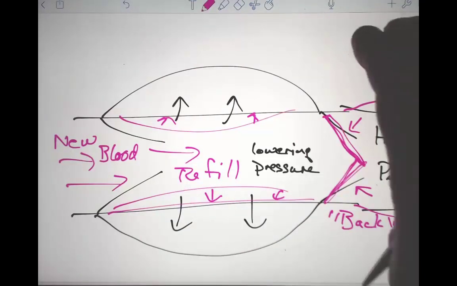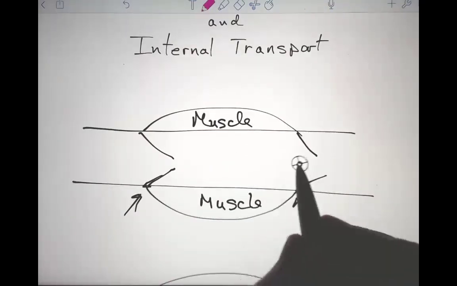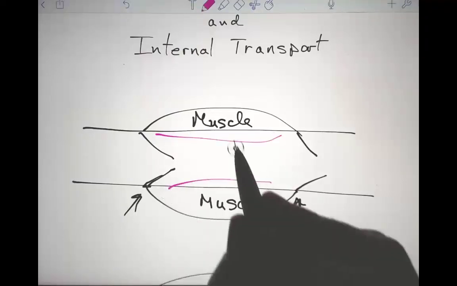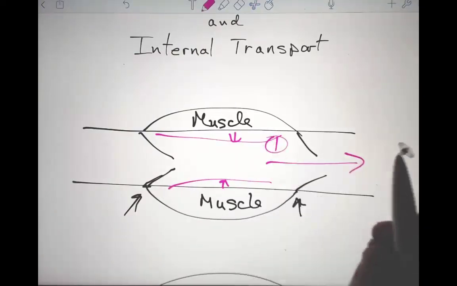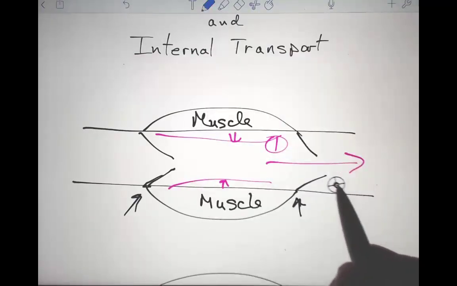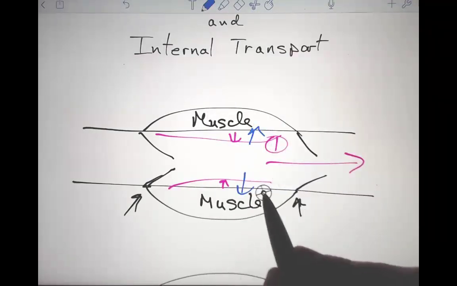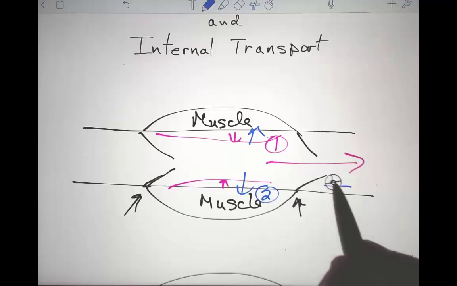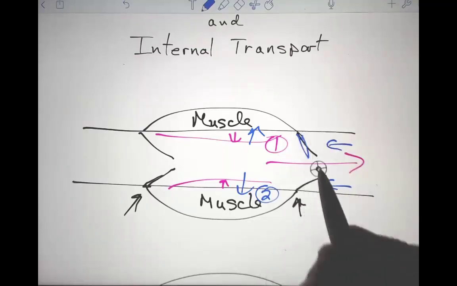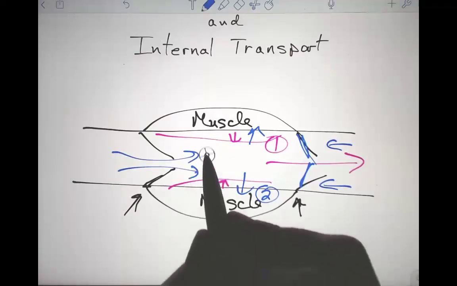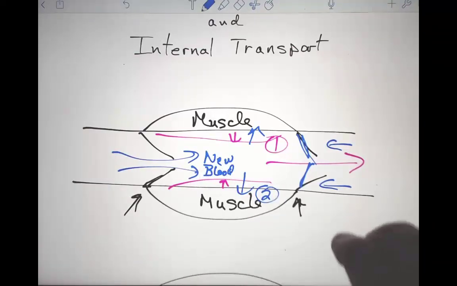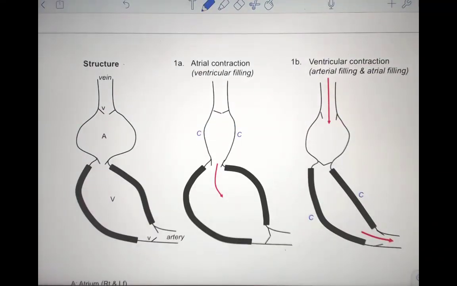The result is a cycle in which we first compress this and we force blood out. That's part one. And then part two, this relaxes. The result is back pressure forces these closed and new blood comes in. So let's think about this for a simple fish heart.